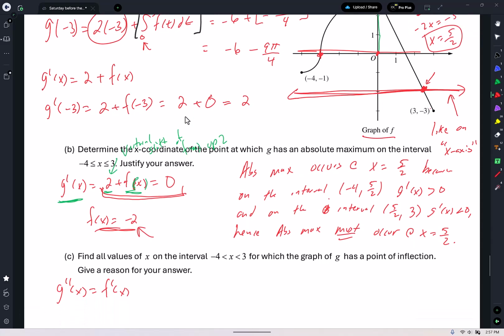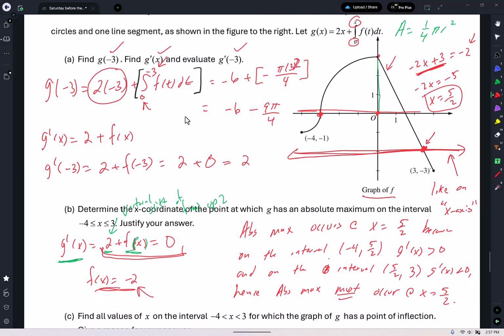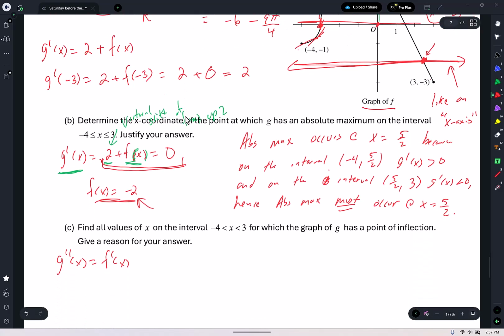Where g prime changes from positive to negative. So g prime prime, so let's see, this is f. So f prime, let's see, I'm increasing. So f prime is positive, positive, positive, undefined for a moment. Positive, positive, positive, positive, positive, boom, 0, and then negative. So there it is, right there. That's the only point, guys.